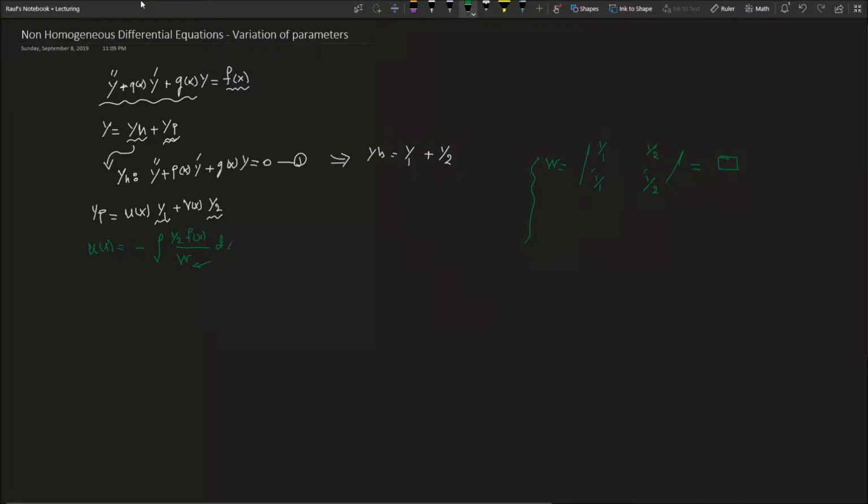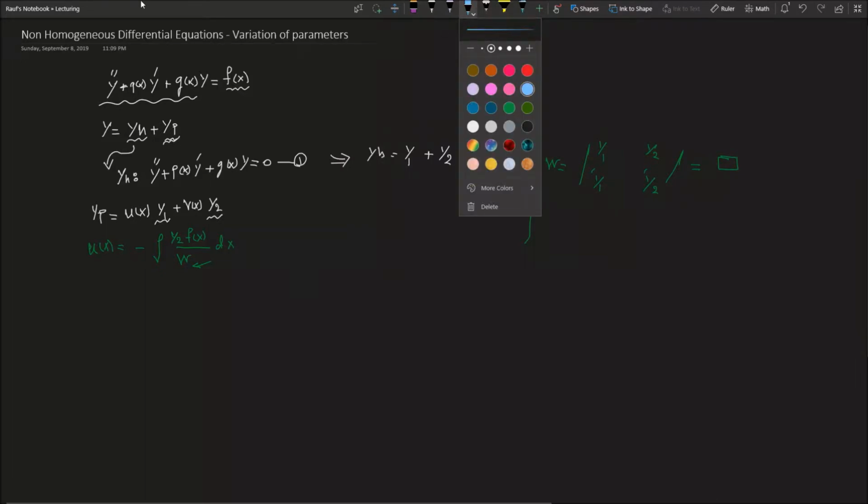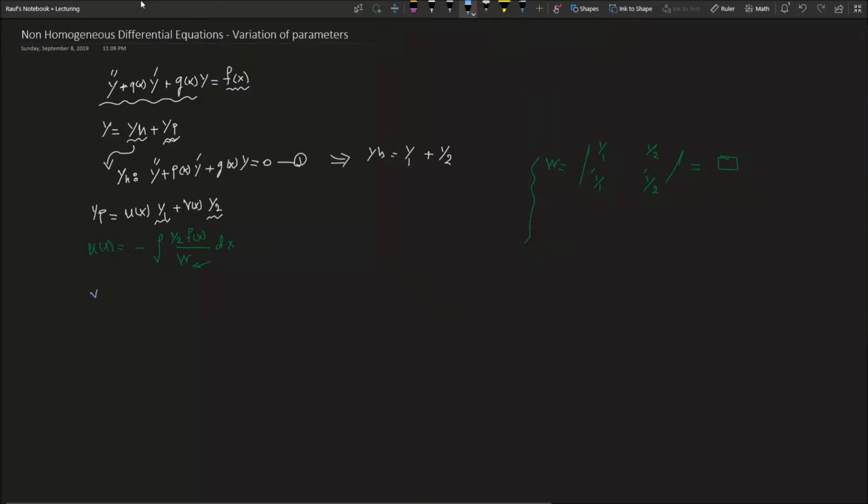Of course, this is an integration in terms of dx, and you have your v of x. Now v of x equals the integration of y1 multiplied by f of x over the Wronskian value in terms of dx. Okay, so when you have your particular solution, you plug it back in the equation. You have your homogeneous solution, you plug it back in the equation. Then you will have the general solution for the problem that you're trying to solve.